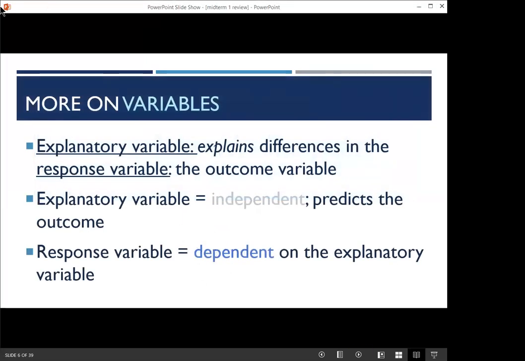So we describe variables. There are two variables that we use. One is the explanatory variable, the other is the response. In science classes, you may have seen independent and dependent variables. Those are similar to explanatory and response. They're the same thing. So explanatory explains differences in the response variable, the outcome variable. For example, do the number of credits taken affect your GPA? The number of credits you take is the explanatory variable because it explains, and you can measure the GPA as the response.